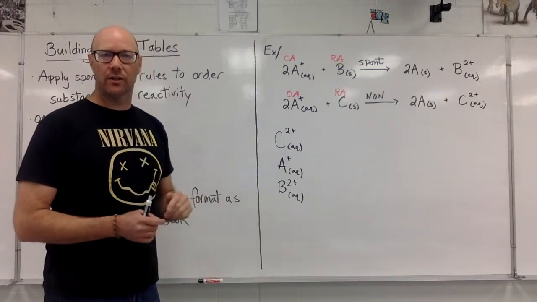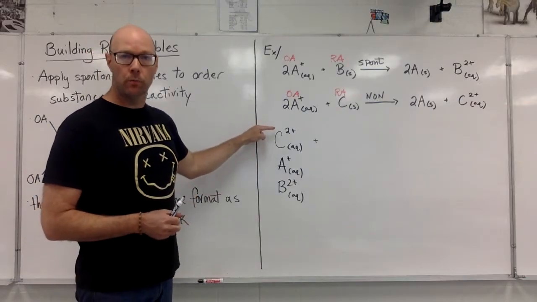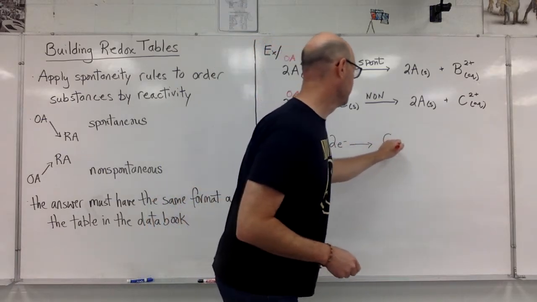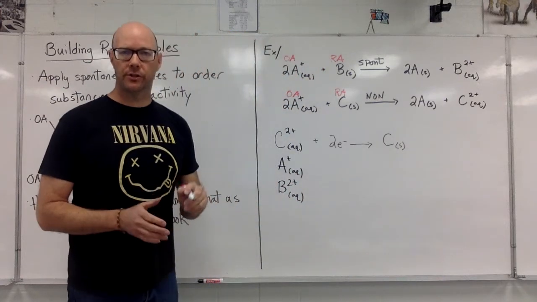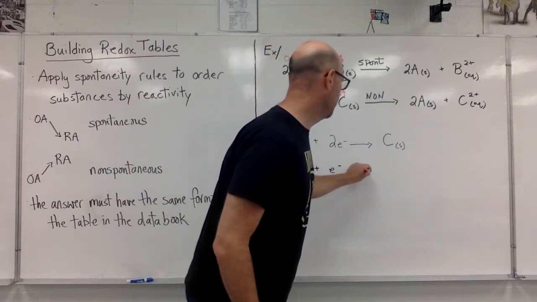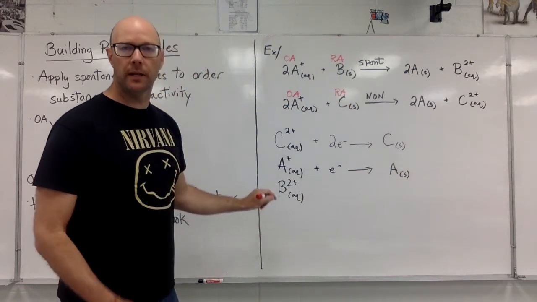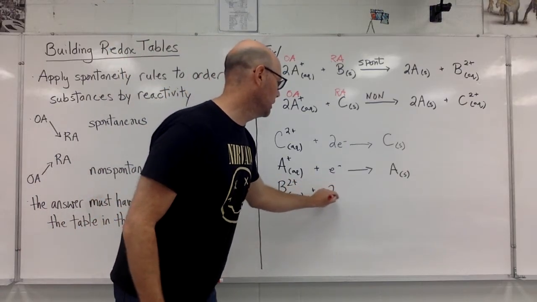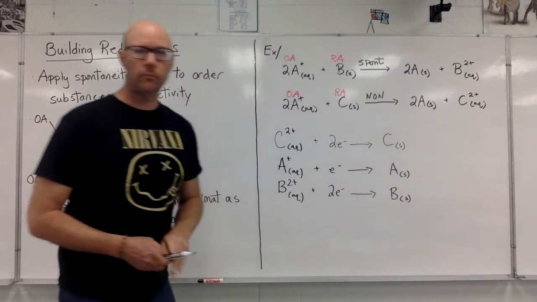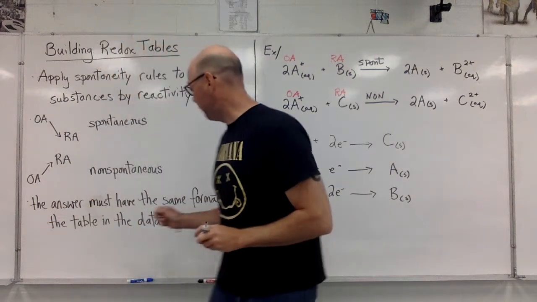Now they're going to be gaining electrons, they're getting reduced. The number of electrons gained is going to match the charge. 2 positive, so the C gains 2 electrons to become C solid. The A was only 1 plus, it's only going to gain 1 electron to become a solid. The B is also 2 plus, similar to the C, it's going to gain 2 electrons to produce B solid.